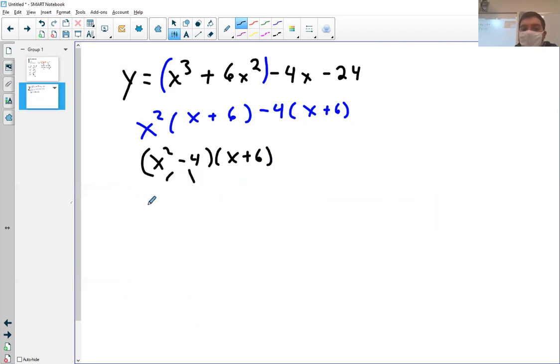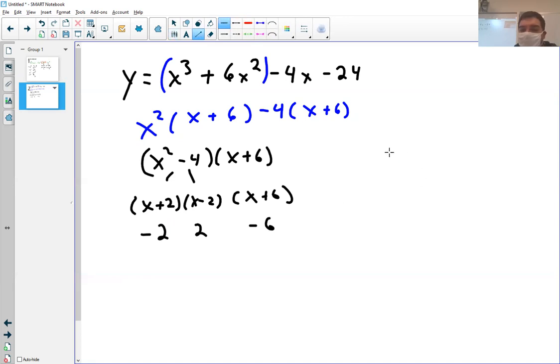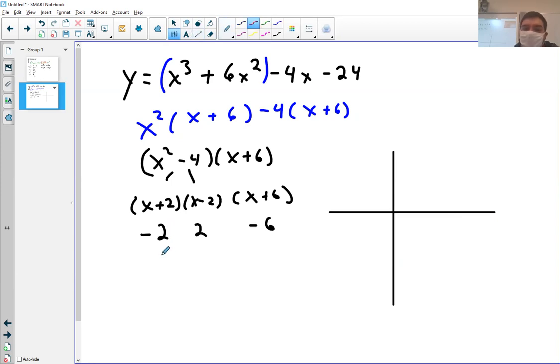And then I'm going to break this up: x minus 2, x plus 2, and then x plus 6. So then the x-intercepts are 2, negative 2, and negative 6. Good. And it's all 1, 1, and 1 for the multiplicity.